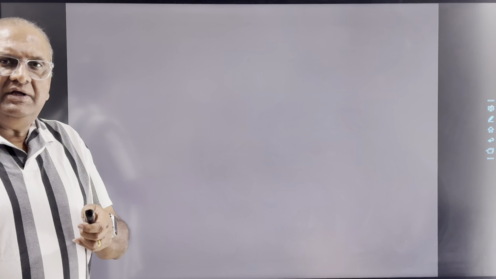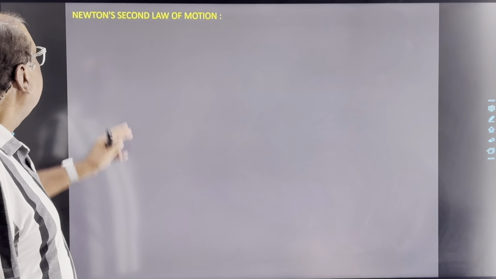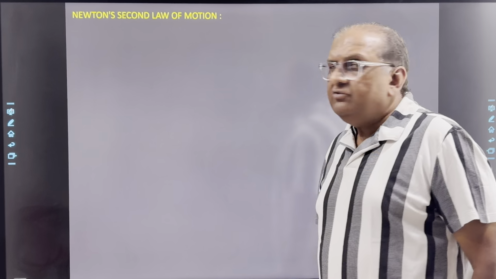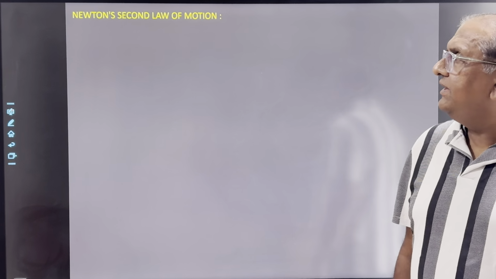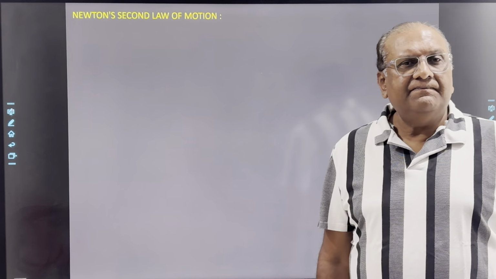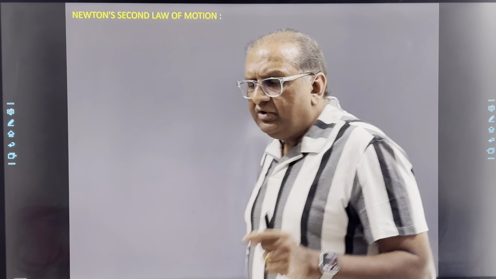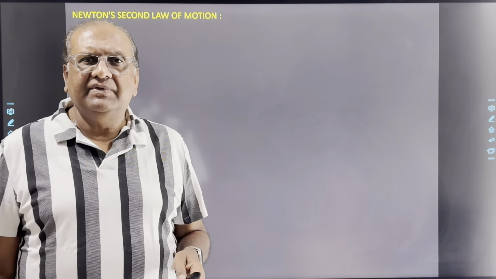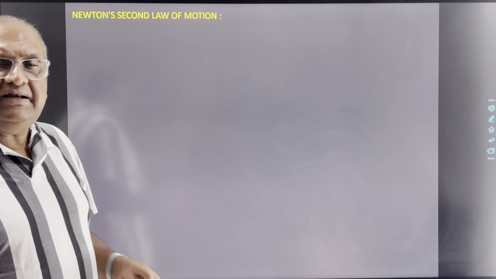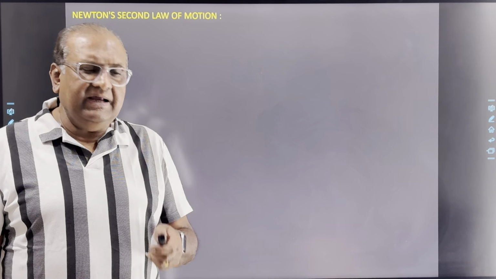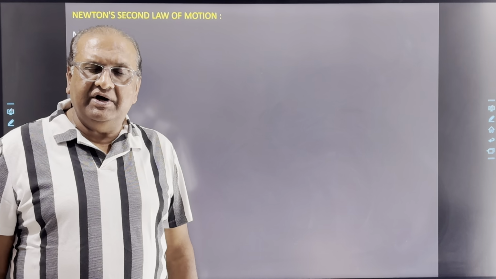Now, dear students, next topic, that is Newton's second law of motion. Now here we have to understand one important physical quantity, that is the linear momentum, or we say momentum. This one is a very important physical quantity because momentum is defined as the product of the mass of a body and velocity of the body.